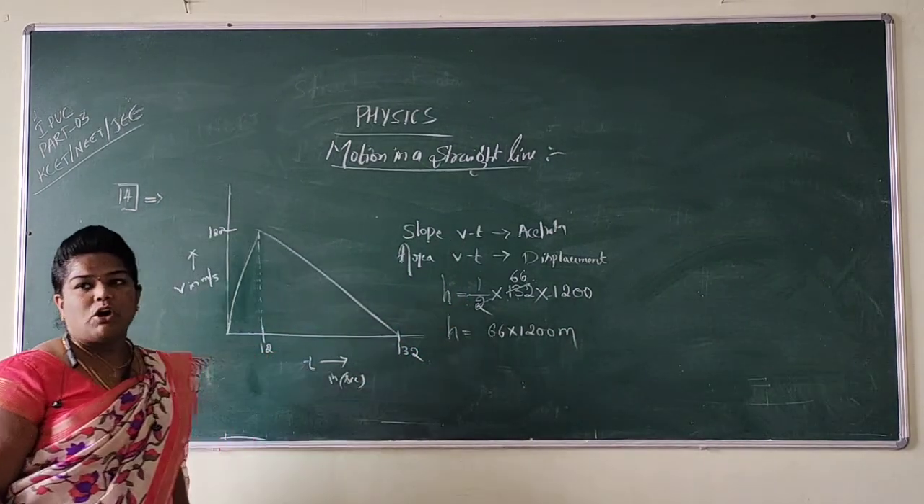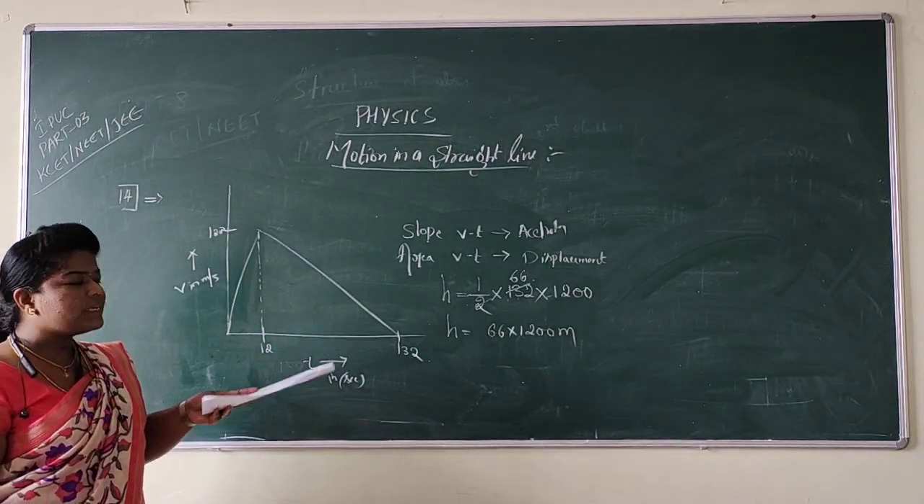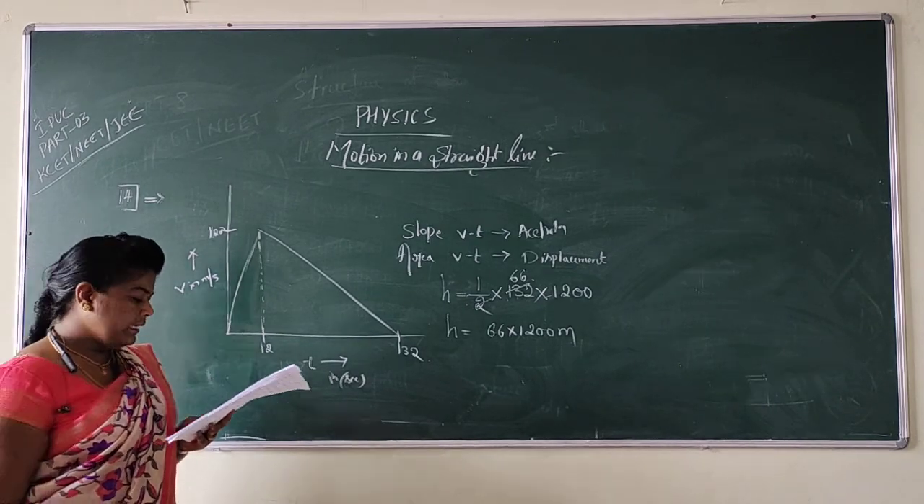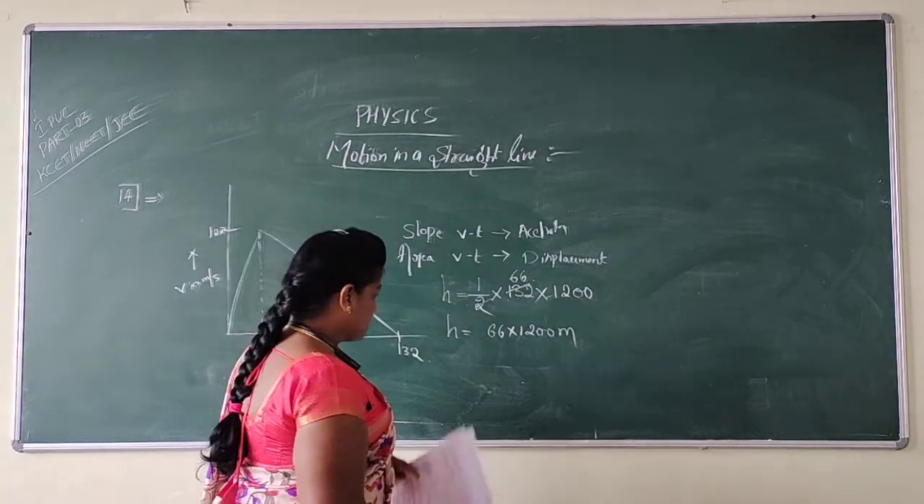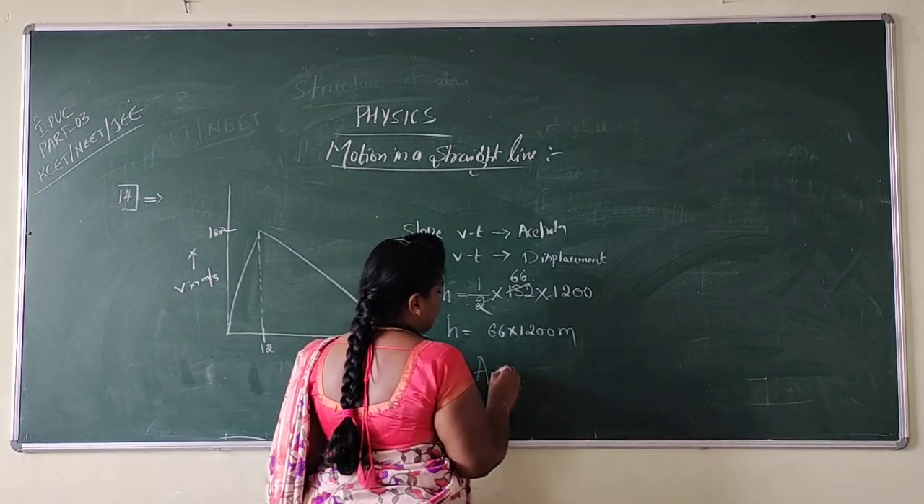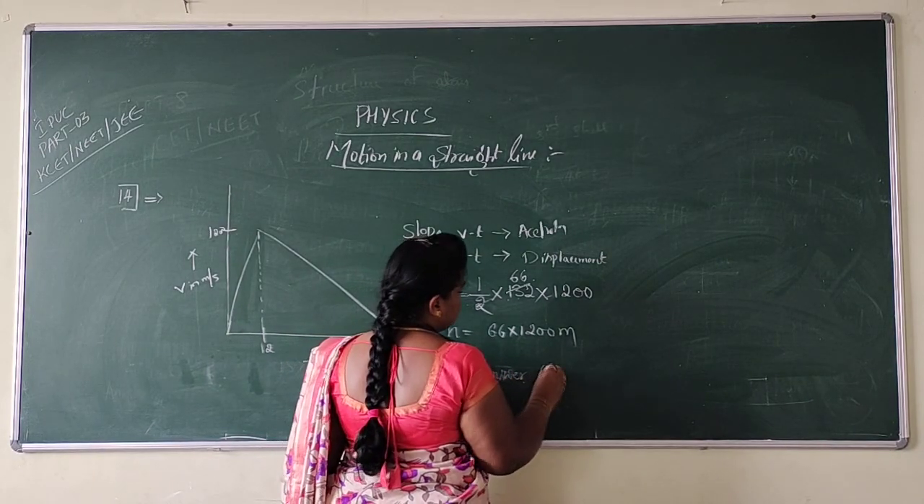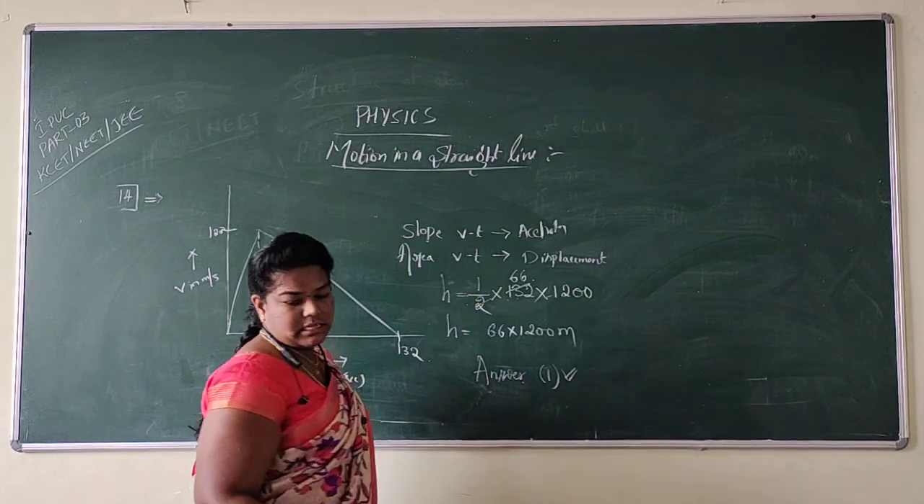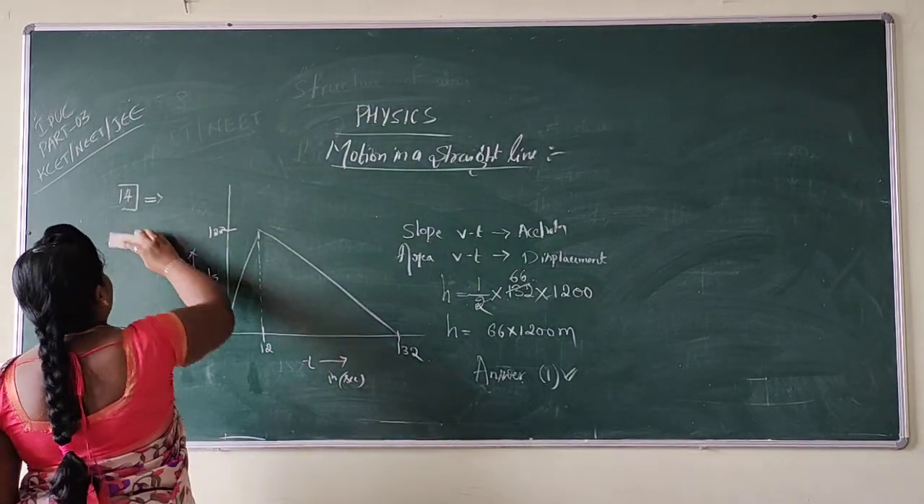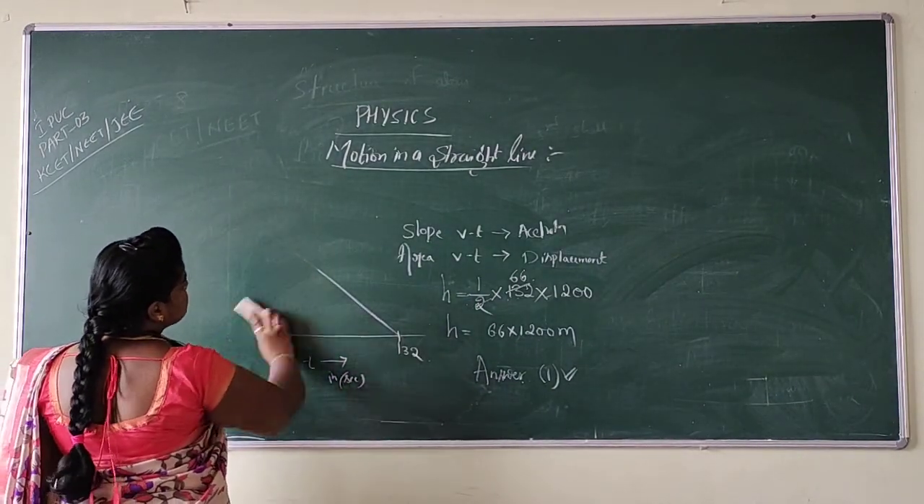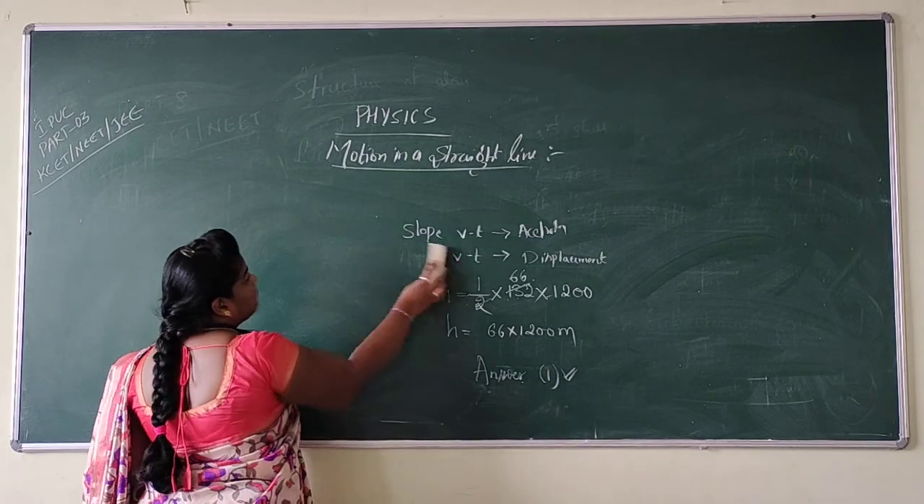So you can observe it in the options. Which option is going to provide this answer? Option A, that is 1200 into 66 meter. So option 1 is the right answer. Hope you got how to solve this.